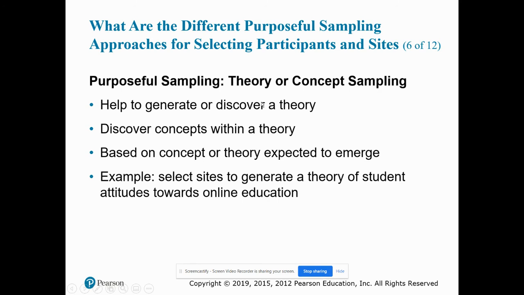Theory or concept sampling. So here's another one of your sampling techniques you could do. If you're doing theory, you're going to help to generate or discover a theory. Or you're going to discover concepts within a theory. And it's based on a concept of theory expected to emerge. An example would be selecting sites to generate a theory of student attitudes toward online education.